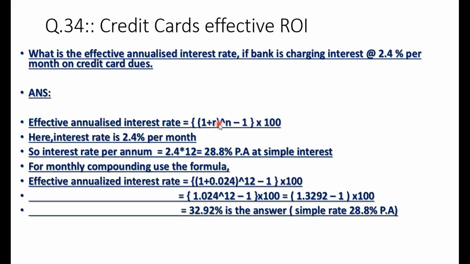Remember the formula: 1 plus 0.024, that is 1.024, to the power n. You put it in, you will get this value, minus 1. Then you multiply with 100, so you will get 32.92. Why multiply by 100? Because it is already a decimal. 0.3292 is the decimal. When you multiply with 100, the rate of interest is always expressed in percentage. 0.3292 will become 32.92. That is the overall interest.